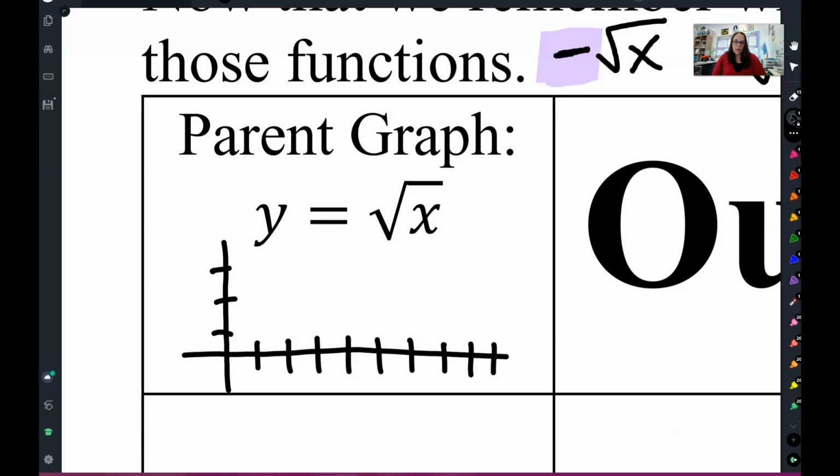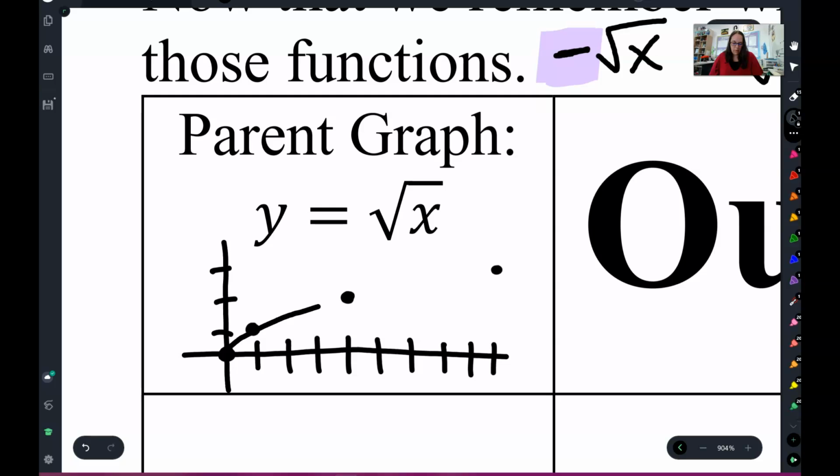Now, points on this. I plug in 1 here. The square root of 1 is 1. So 1 comma 1 is one of my points. Square root of 4 is 2. So 4 comma 2 is one of my points. And the square root of 9 is 3. So 9 comma 3 is one of my points.